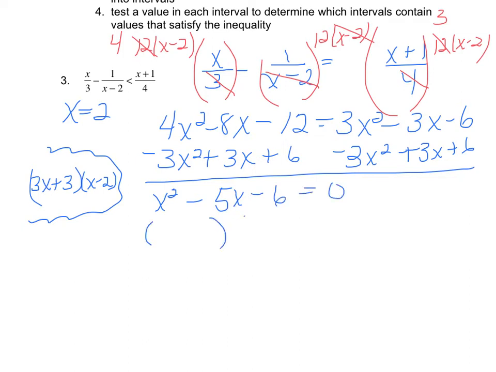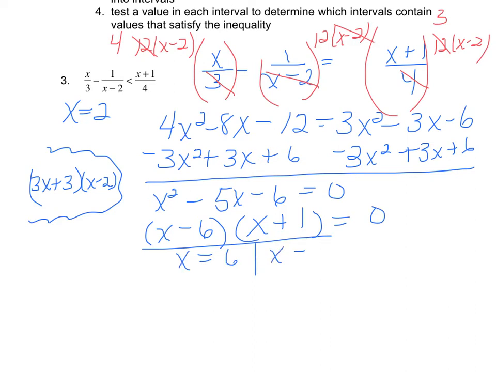I'm going to factor in a t-bar and get an x and an x. Factors of a negative 6 that'll give me a negative 5. I've got minus 6 and a plus 1. So I have x is 6 and x is negative 1.